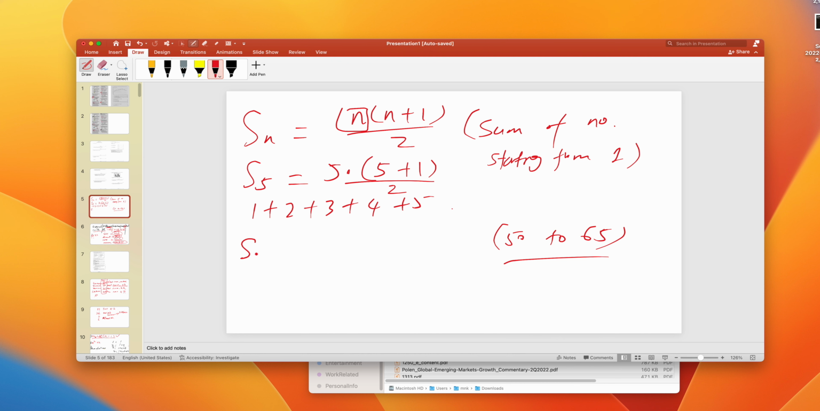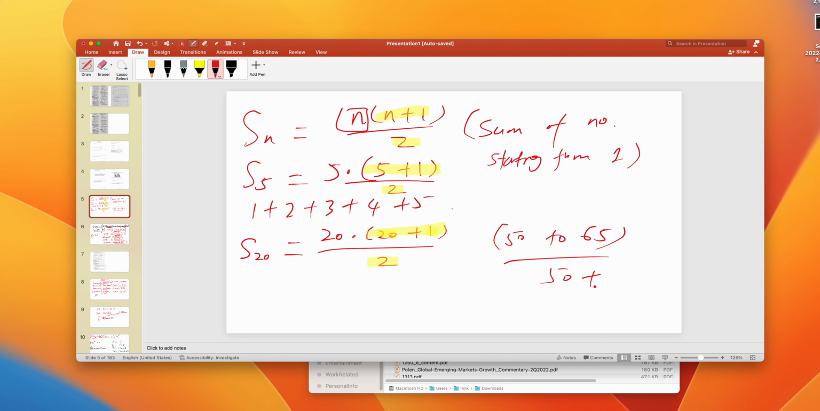Let's say 20. So S20 is what? 20 times 20 plus 1, then divided by 2, right? So what is common here is always the first number plus the last number, in the bracket, the sum of them, divided by 2. So therefore I can somehow work out the formula for 50 to 65.